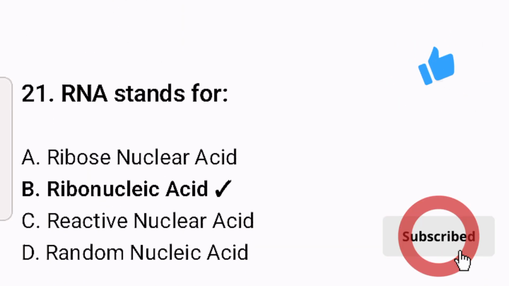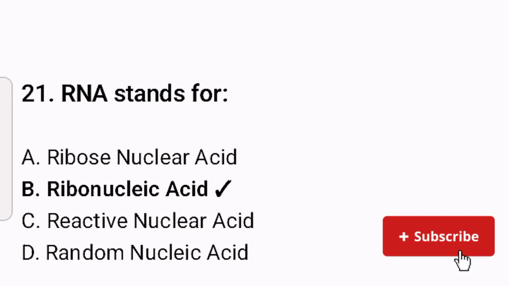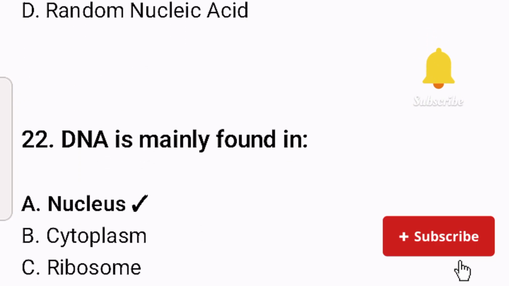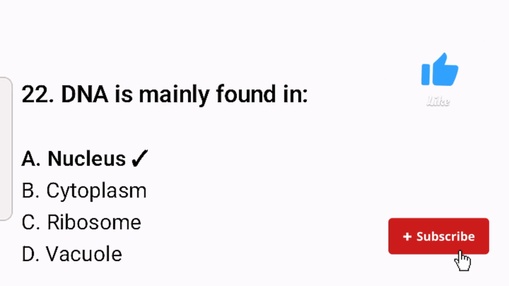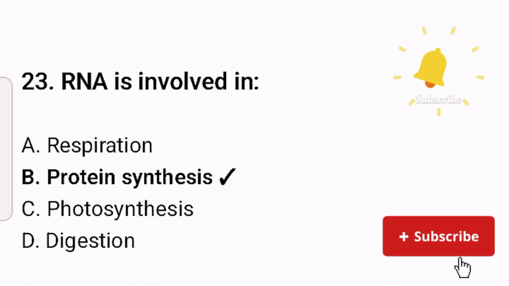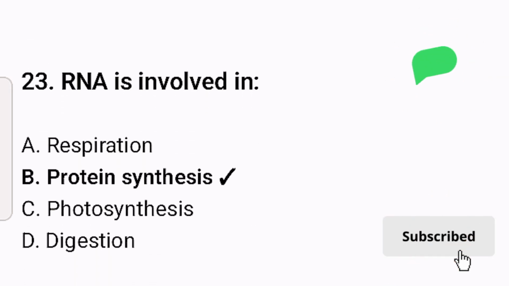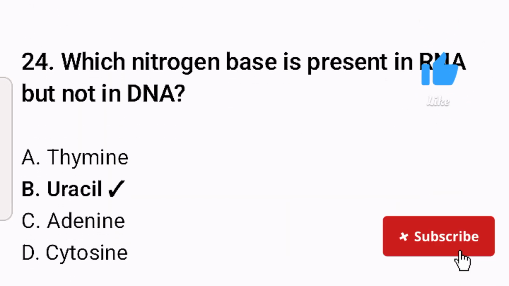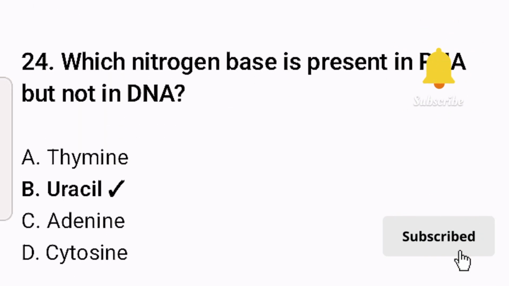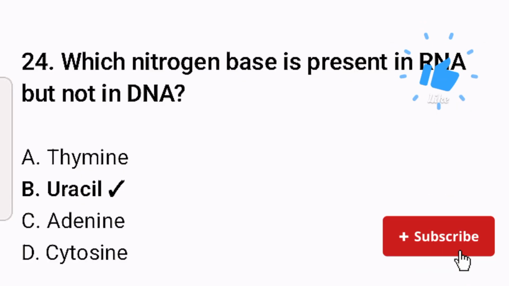RNA stands for ribonucleic acid. DNA is mainly found in option A, nucleus. RNA is involved in option B, protein synthesis. Which nitrogen base is present in RNA but not in DNA? Uracil. Uracil is present in RNA but not in DNA.